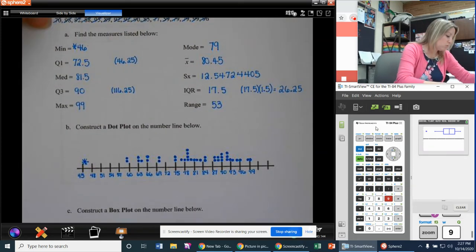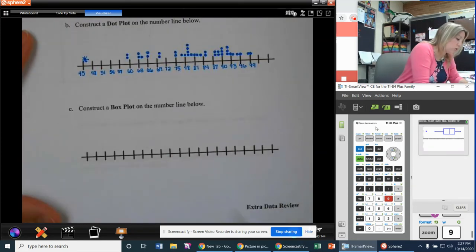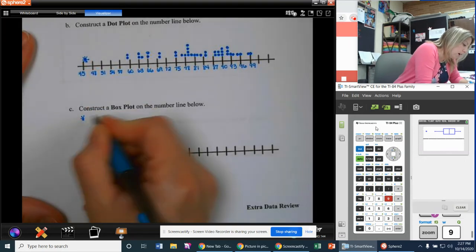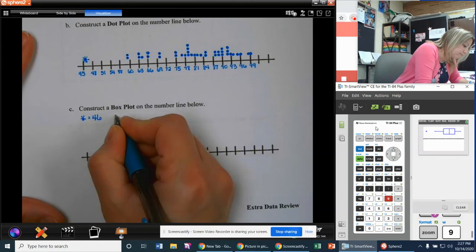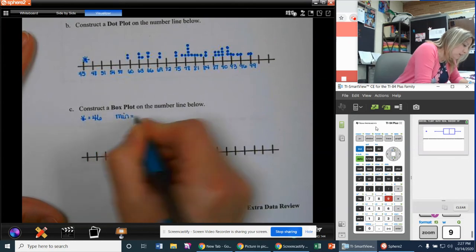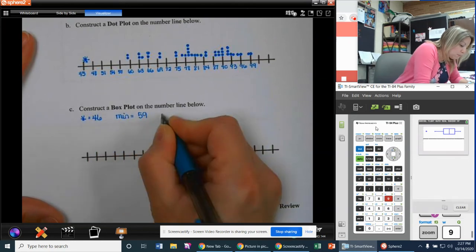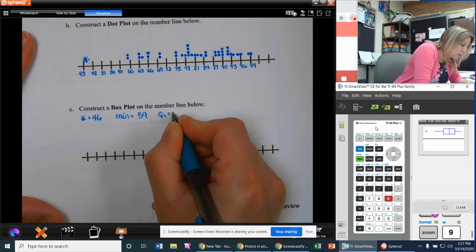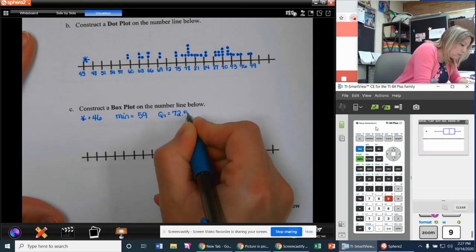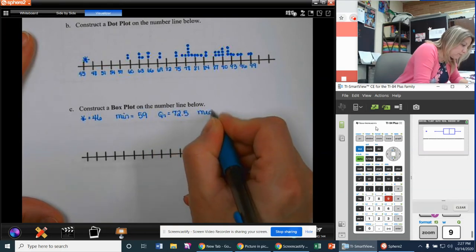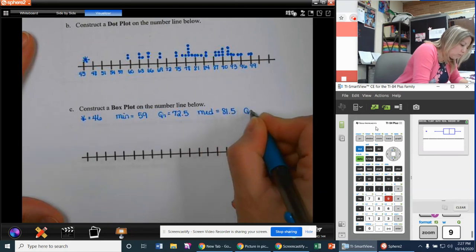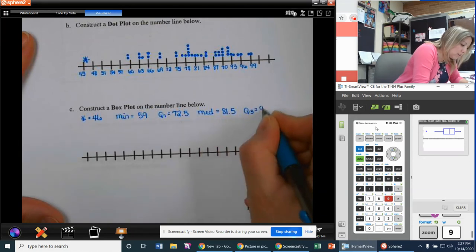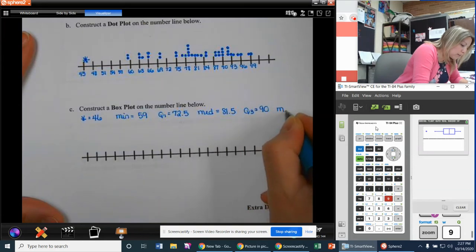So what I'm going to do down here is I'm just going to kind of rehash my 5-number summary. So this is going to be 46. My new min is 59. My Q1, 72.5. My median, 81.5. My Q3, 90. And my max, 99.